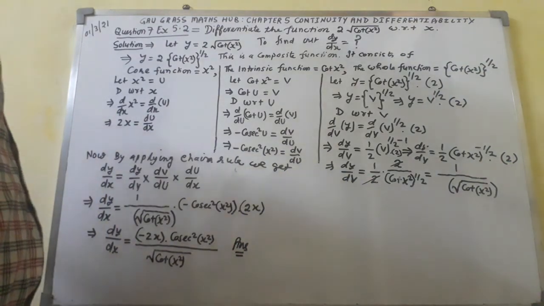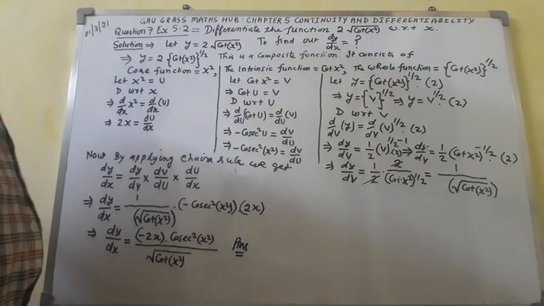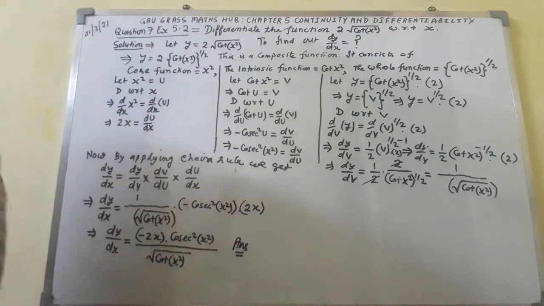This is the proper explanation of question number 7 that has been taken from exercise 5.2, chapter 5, continuity and differentiability. Okay guys, thanks.